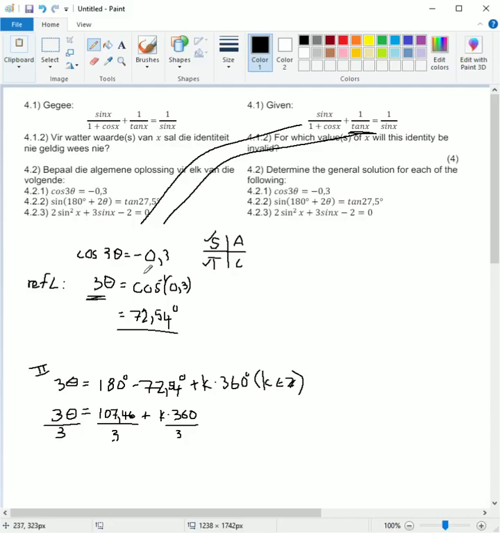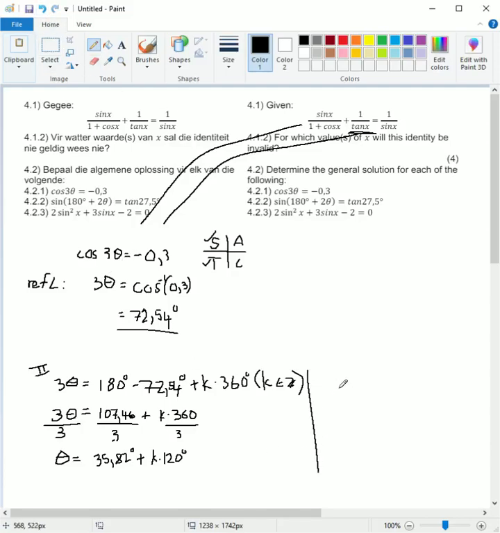You have your reference angle as soon as you do the arc cos. So you don't do any manipulations there, even if there's plus something, which we'll deal with later. Don't do any manipulations until you're in your quadrants. So now we have theta equals, divide that by 3, 35,82 degrees plus k times 120. This thing changed because we have that 3 in front of our theta. So just make note of that.